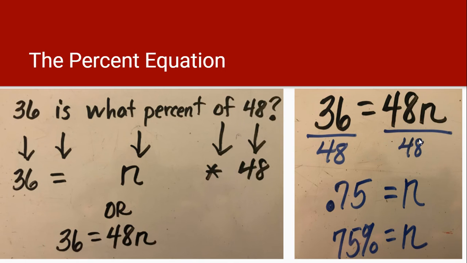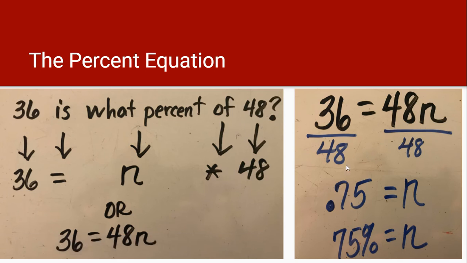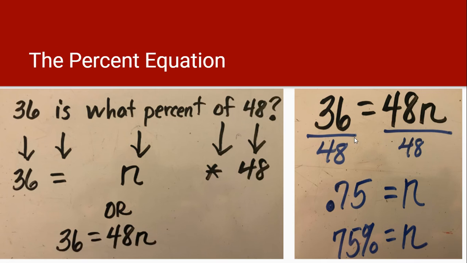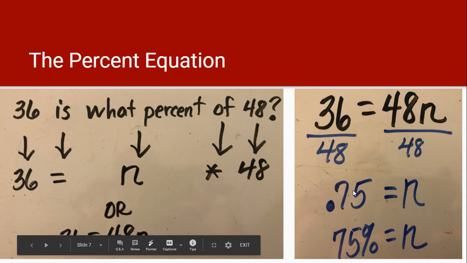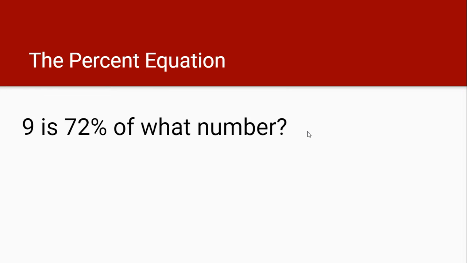And so now the 48's cancel, so you have n equals, now notice, 36 divided by 48 is equal to 0.75. Remember, the fraction bar simply means to divide. But notice the question is asking for the percent this time. What percent? So you would have to convert the 75 hundredths into a percent, which is 75%. All right, try the next one.